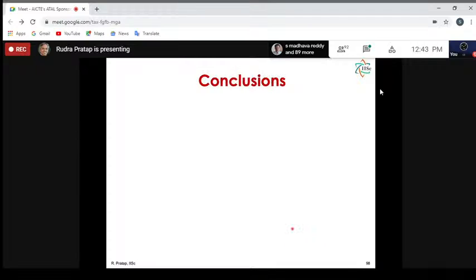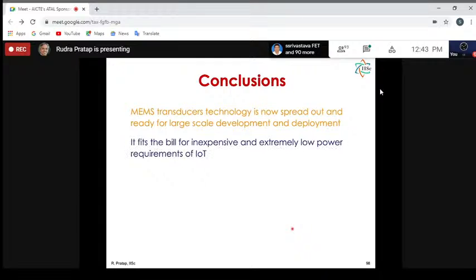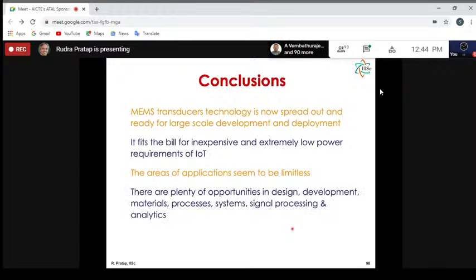So with that, I would like to conclude. MEMS transducer technology is now spread out and ready for large-scale deployment and development. It fits the bill for inexpensive and extremely low power requirements of IoT. The area of application seems to be limitless. There are plenty of opportunities in design, development, materials, processes, systems, signal processing, and analytics. No matter which field you work in, you can contribute to this field of MEMS transducers. India is also making big strides in MEMS transducer development, as I showed you several examples of it.